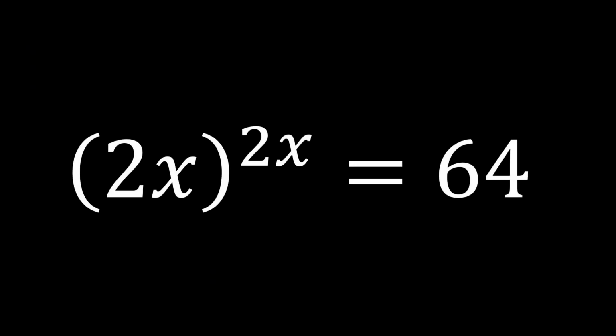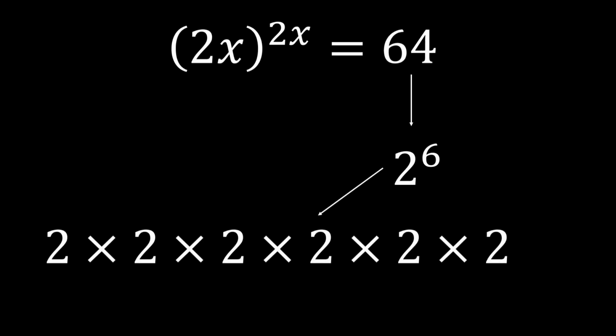Let's begin. Think you're good at math? Let's test it. Solve this: 2x to the power of 2x equals 64. At first glance, it looks simple. But if you rush, you'll get stuck. Let's carefully break it down step by step.